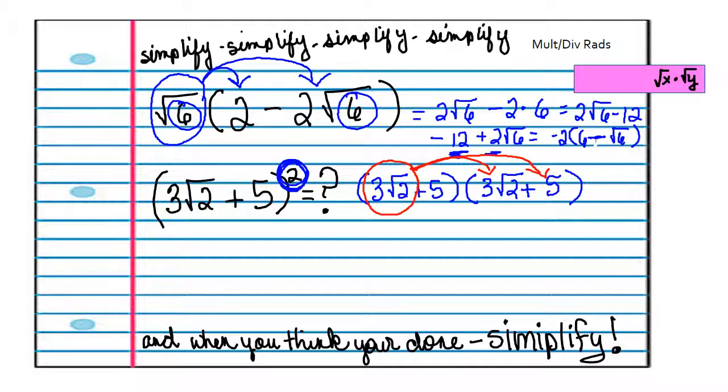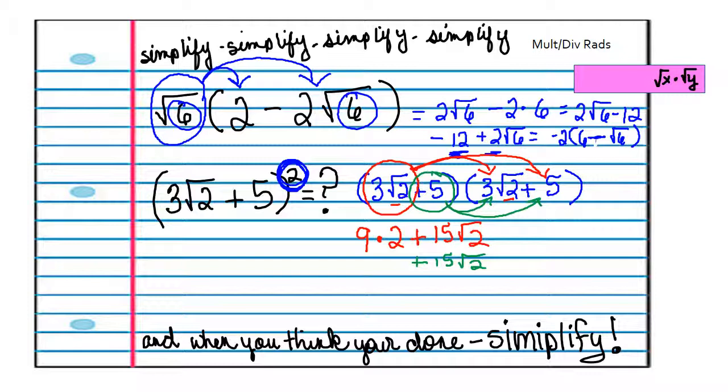Let's see, 3 times 3 is 9. Square root of 2 times the square root of 2 is going to be 2. Cool. Then I have 3 square root 2 times a positive 5 is going to give me a positive 15 square root 2. And now we're going to do the positive 5 to everybody, which is going to give me a positive 15 square root 2. They're not always things that you can add together, so you might end up with an answer that has 2 radicals in it and maybe a real number.